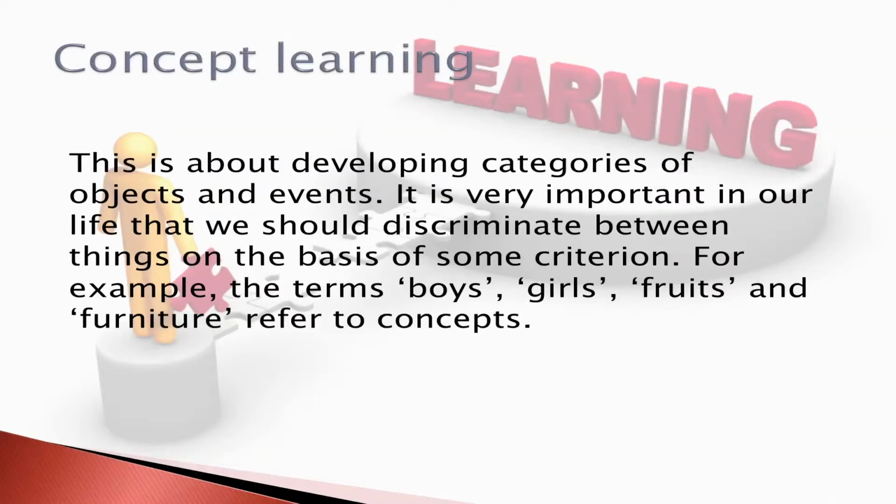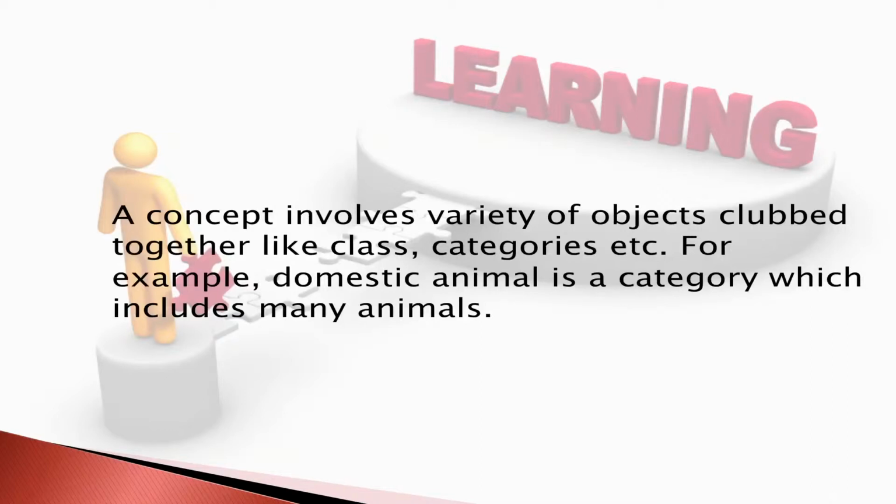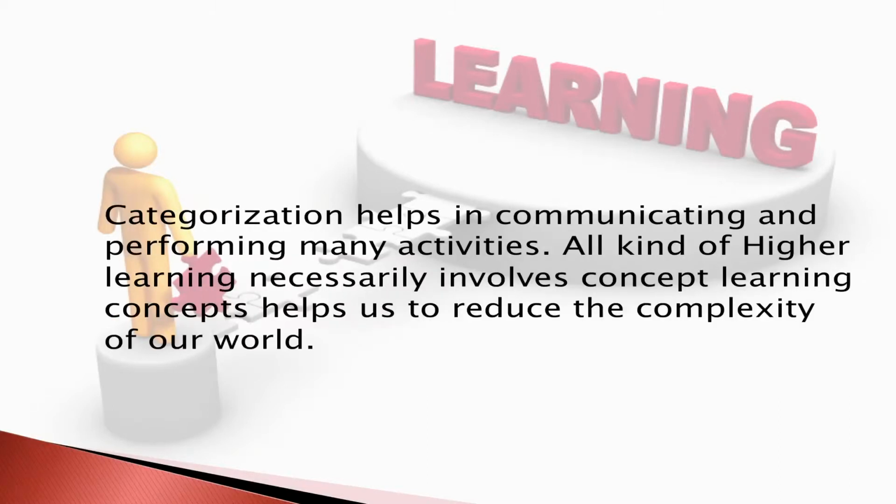Next, concept learning. It is about developing categories of objects and events. It is very important in our life that we should discriminate between things on the basis of some criterion. For example, the terms boys, girls, fruits and furniture refer to concepts. A concept involves a variety of objects clubbed together like class, categories, etc. For example, domestic animal is a category which includes many animals. Categorization helps in communicating and performing many activities.